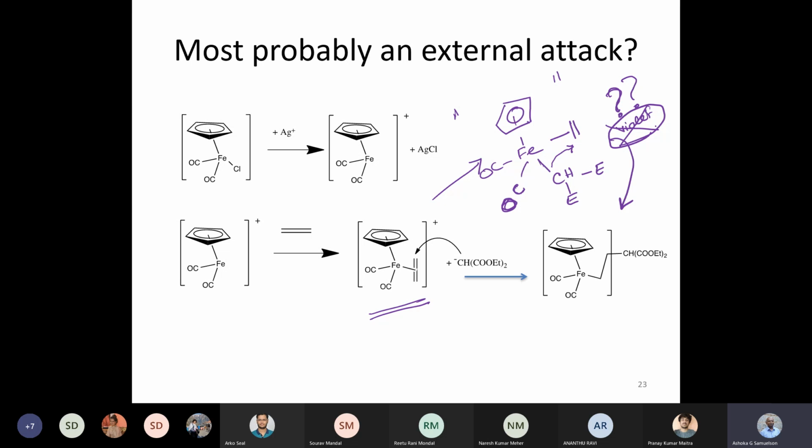I will discuss these systems a little later, but it is highly unlikely that it is going through this type of a 20 electron intermediate. 20 electron intermediates are high energy intermediates in most instances.